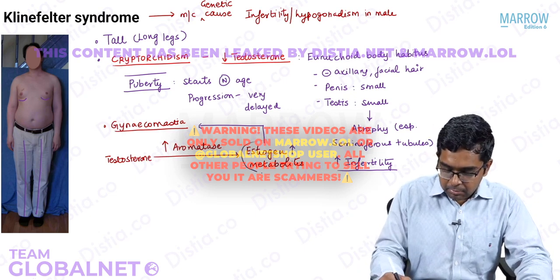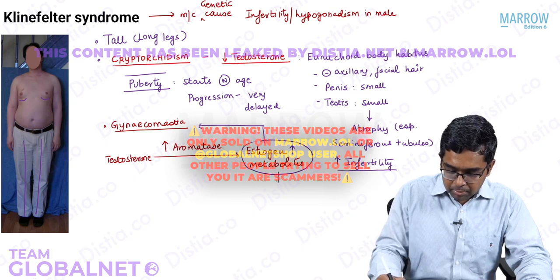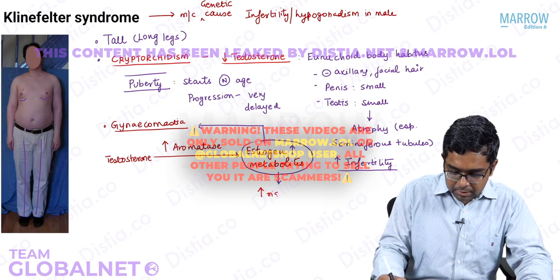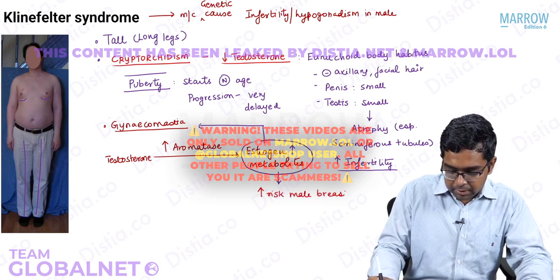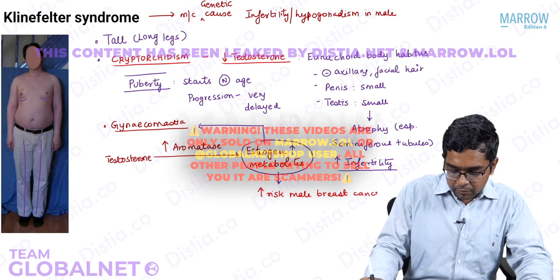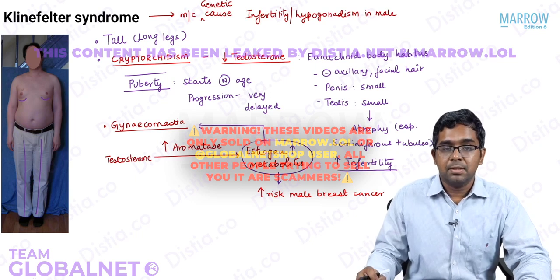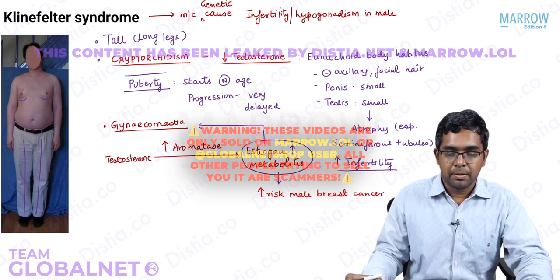And this estrogen metabolites are also going to be associated with the increased risk of male breast cancer. This is an MCQ question by itself. Which genetic disorder predisposes to development of male breast cancer? It is Klinefelter syndrome. Okay.